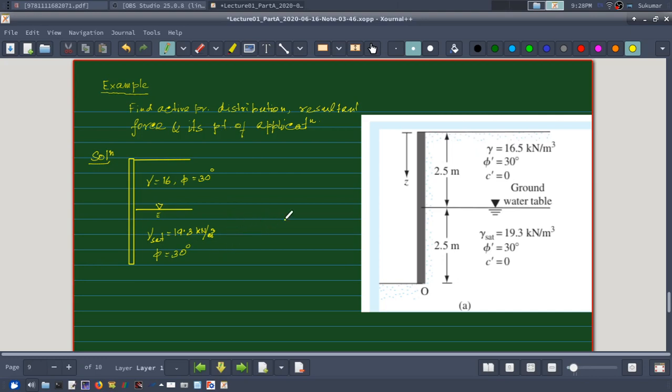So how will the variation occur? Let me draw it here first, and there is my vertical line. So up to here it will be just rectangular, so this line let me extend.